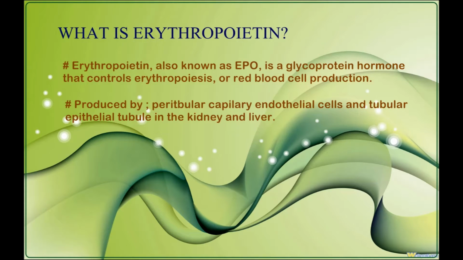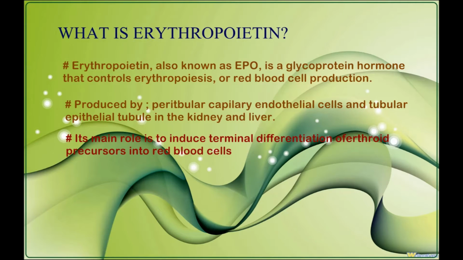Erythropoietin, also known as EPO, is a glycoprotein hormone that controls erythropoiesis, or red blood cell production. It is produced by interstitial fibroblasts in the kidney in close association with peritubular capillary and tubular epithelial tubule. It is also produced in the perisinusoidal cells in the liver. Its main role is to induce terminal differentiation of erythroid precursors into red blood cells.